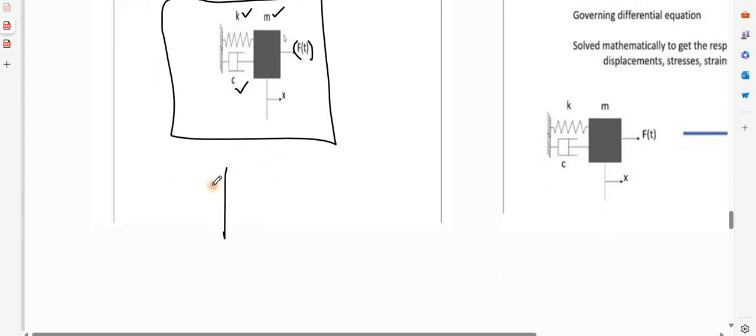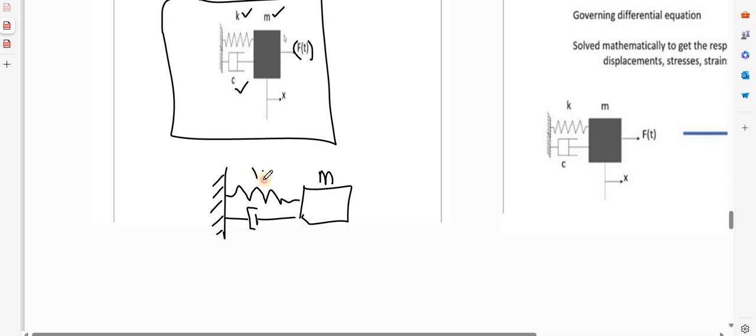I am just drawing once again. If I have a support, let this be the mass, which is my first element. Now the stiffness is represented like this, as a spring, and the damping is represented like this. These are the symbols that we use.